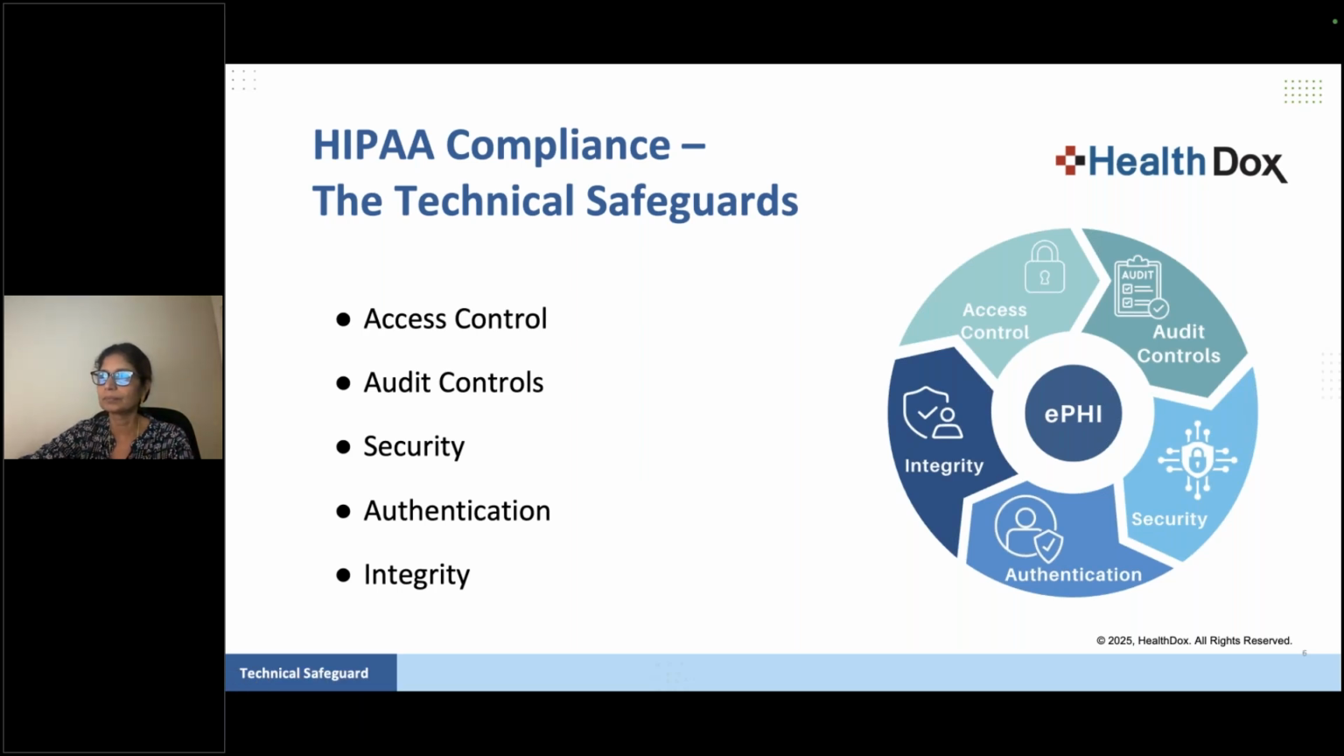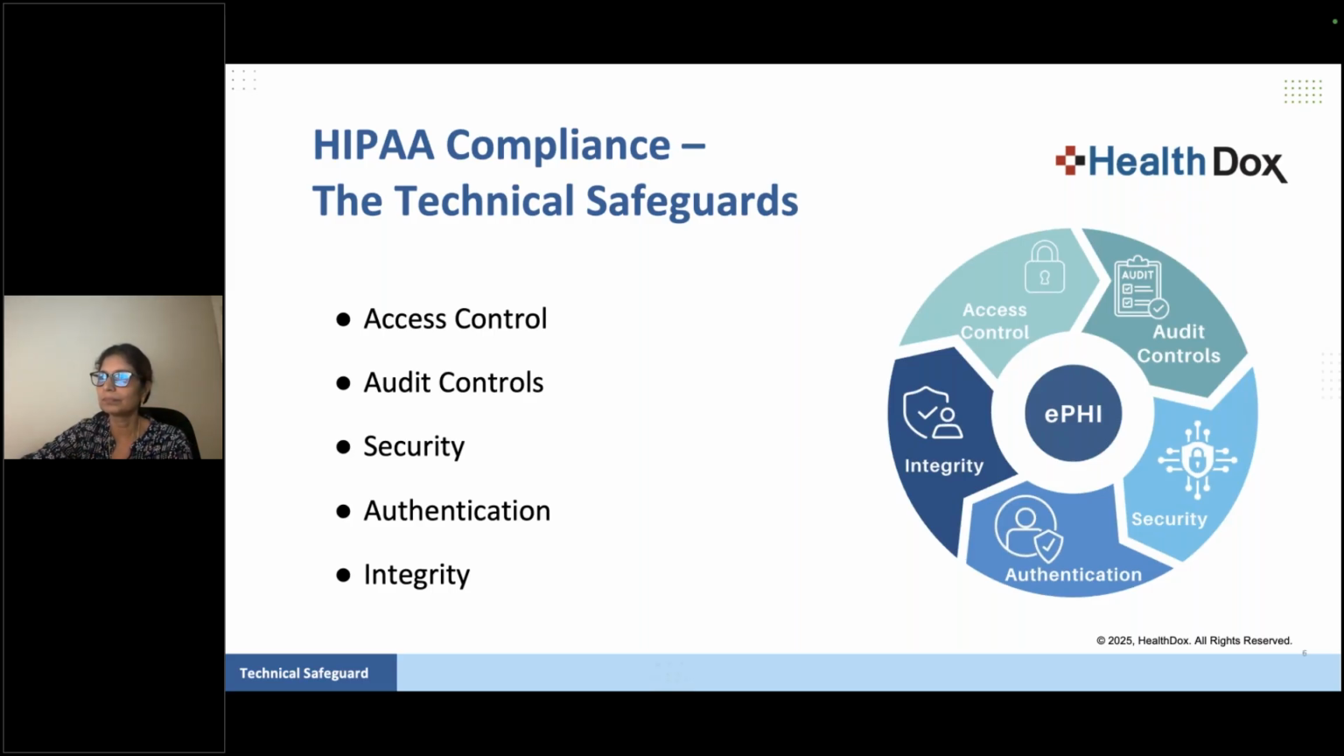Let us see what technical safeguards are mandated by HIPAA regulation under this CFR part. The main ones are access control, audit control, security, authentication, and integrity. Let us understand these 5 core components in today's webinar.